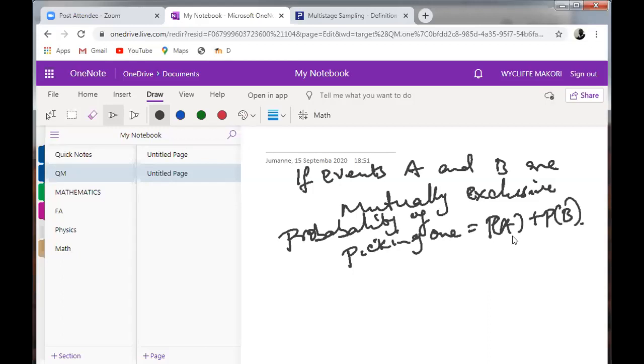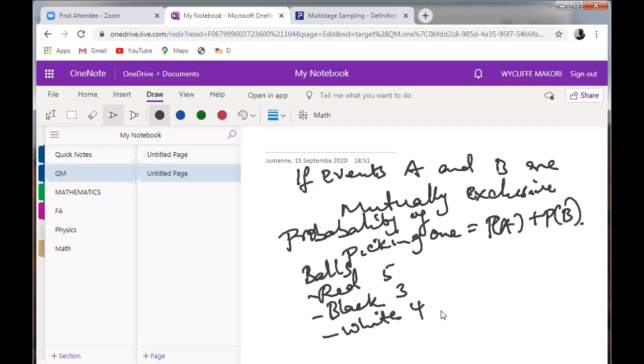But at this point, before I go deeper, I want to make your understanding quite simple. If, for example, we have a bucket that has balls, where we have those balls which are red, those balls which are black, and those balls which are white. Those which are red are maybe 5, these black are 3, and these white are maybe 4. The total number of balls in that bucket is 8 plus 4. Actually, we have a total of 12 balls in that bucket.